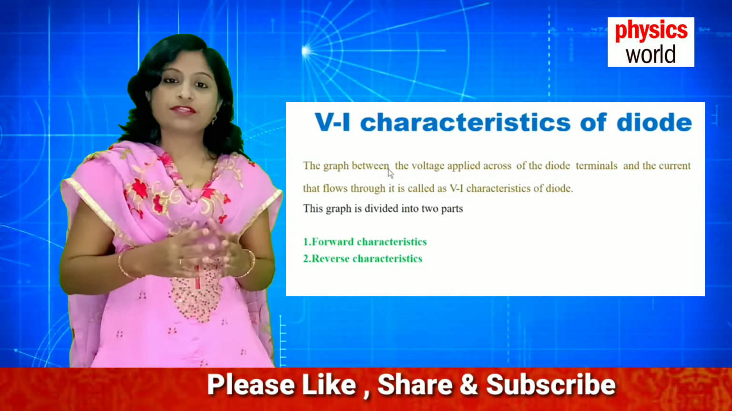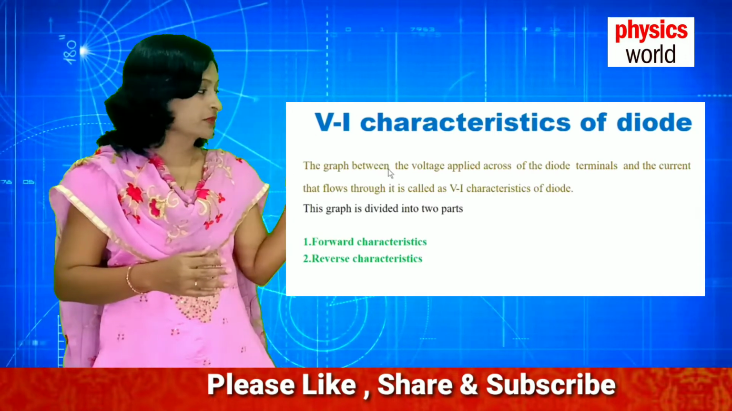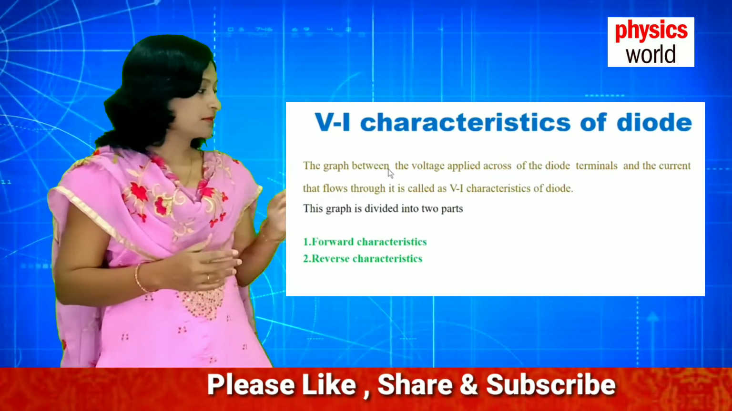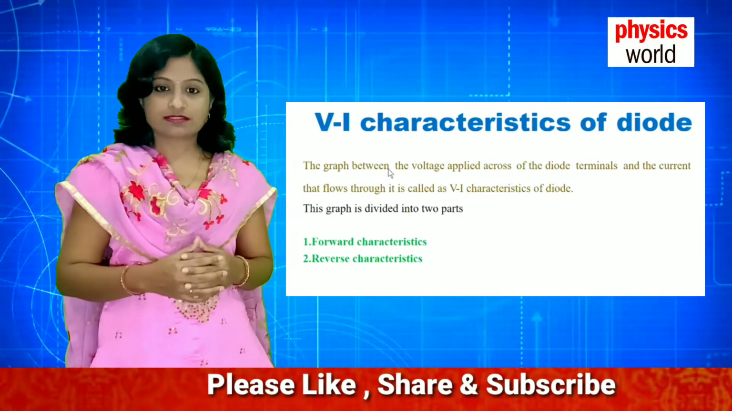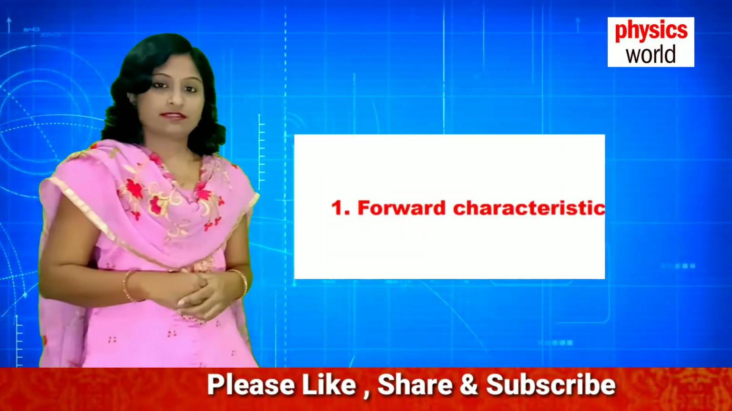of the diode. Now this VI characteristic is divided into two parts. The first part is the forward characteristics, and the second part is the reverse characteristics. Okay. Now first we'll concentrate only on the forward characteristics. Let's start.